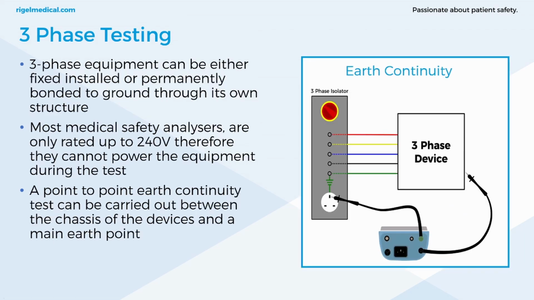Okay, so three-phase equipment can be fixed, installed or permanently bonded to ground through its own structure. We know that the medical devices cannot power up the equipment during the test. A point-to-point earth continuity test can be carried out between the chassis of the devices and a main earth point. So you want to have a common earth point so the earth bond can be measured. And fortunately we've got a how-to video on how this is performed, so I'll just play that now.